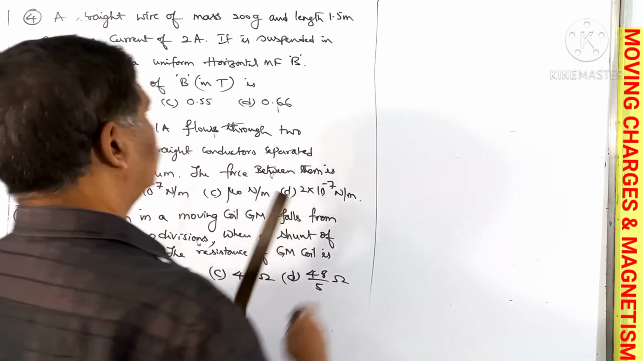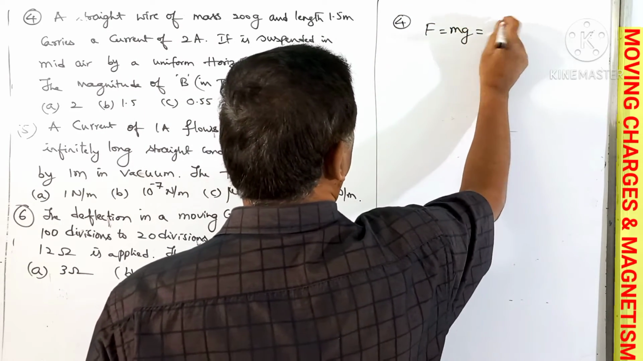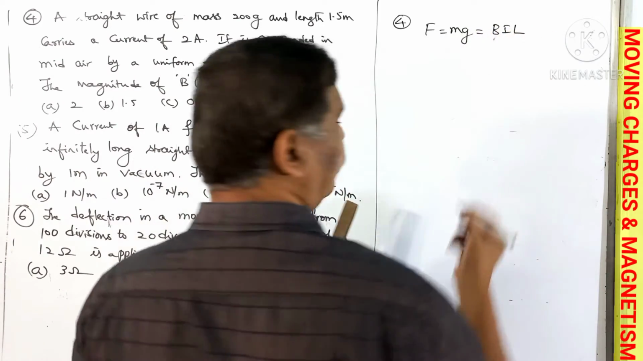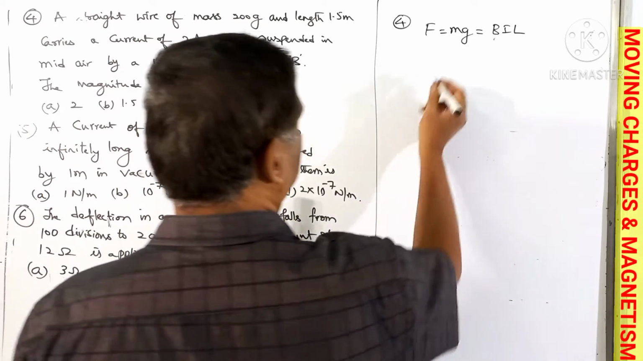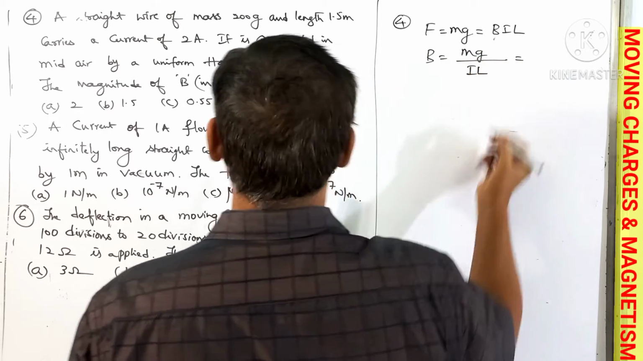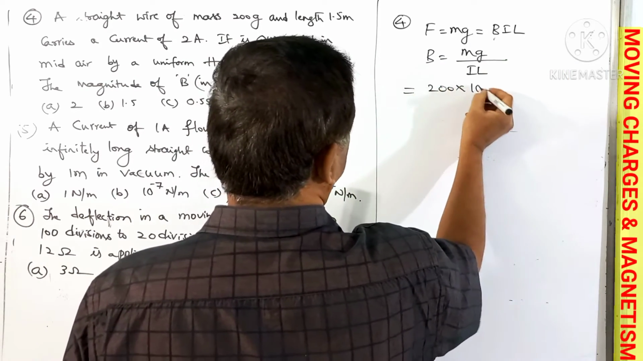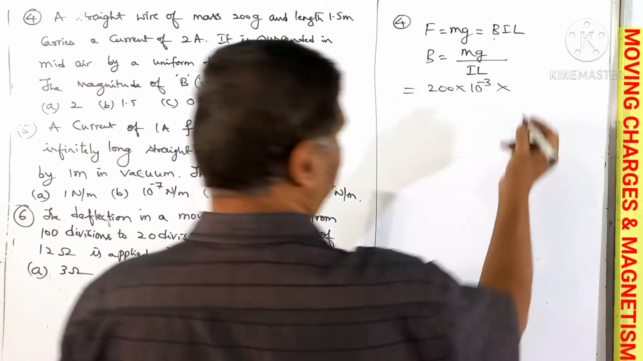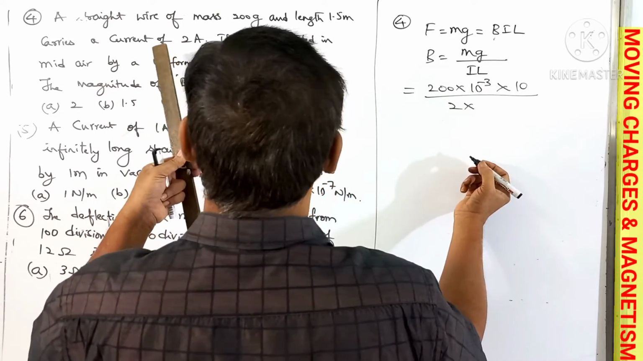So equate these two. F is equal to mg, that is equal to the force acting on a straight wire placed in a magnetic field, BIL sin theta. Theta is 180, so drop it. Now we get the magnitude of B. B is equal to mg by IL. Mass of the wire is given as 200 grams. 200 gram is 10 power minus 3 kg. This is conversion. g is approximately taken as 10, divided by current, which is given as 2, and length, which is given as 1.5.